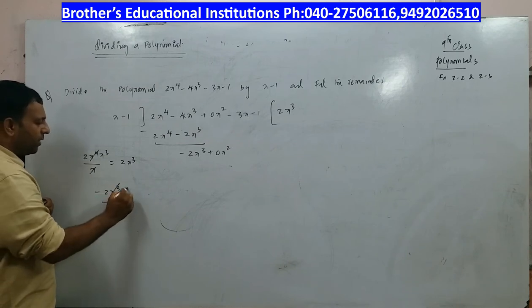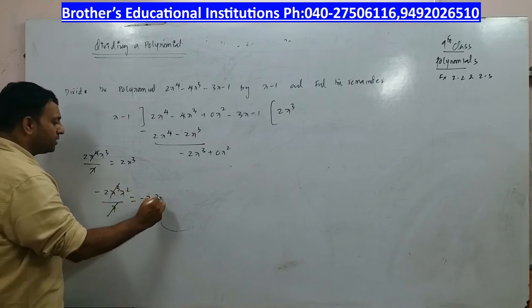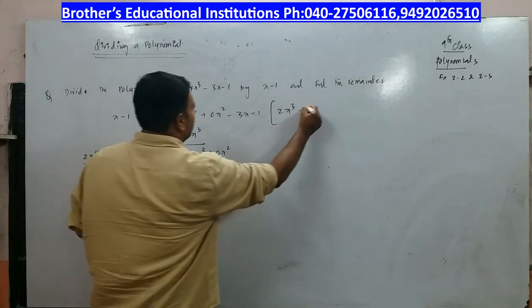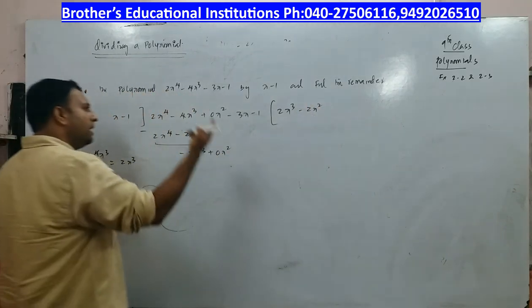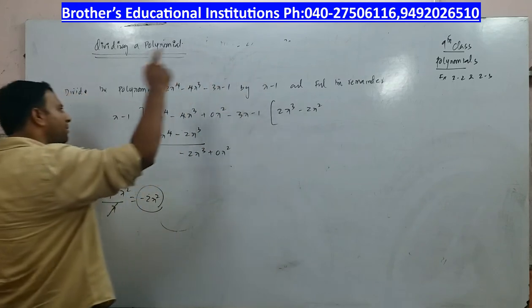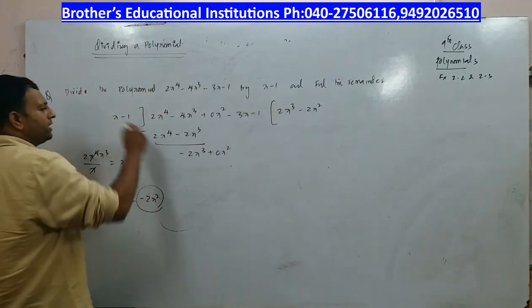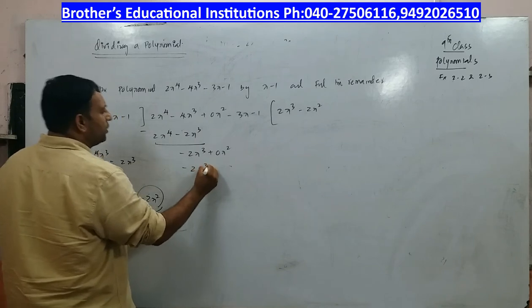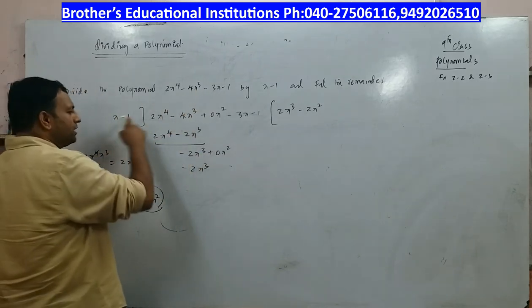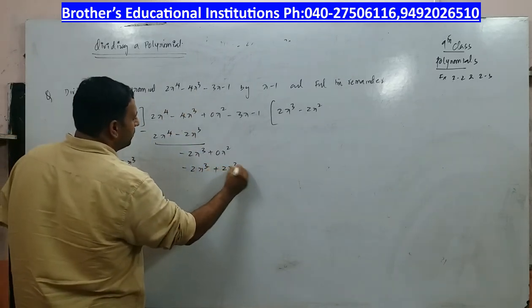X goes x square times. Result is minus 2x square. Be very clear and specific. Minus 2x square is the result. Now you have to multiply this minus 2x square completely into x minus 1. That is how the rule is. Minus 2x square into x will be minus 2x cube. Minus 2x square into minus 1 will be plus 2x square.